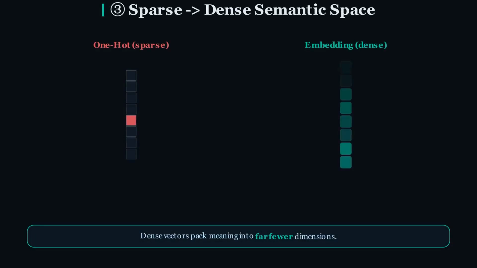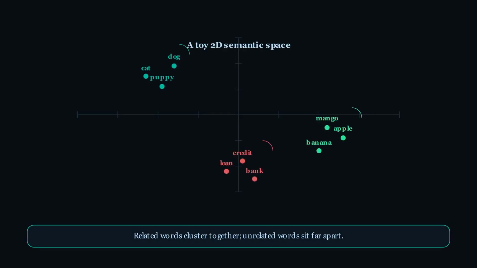An embedding replaces that giant, mostly empty one-hot vector with a short, dense vector. Every value is meaningful, typically just 50 to 300 numbers instead of tens of thousands. When we plot these dense vectors, even compressed down to just 2 dimensions for visualization, animals cluster together, fruits cluster together, and finance words cluster together. Geometry now encodes meaning.